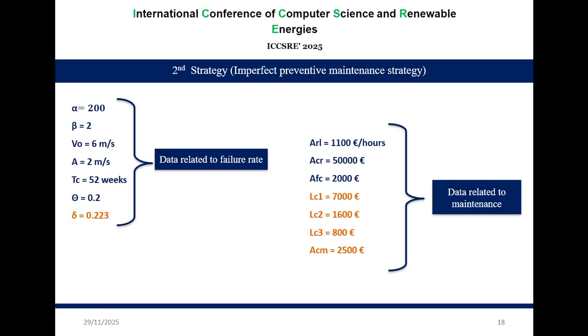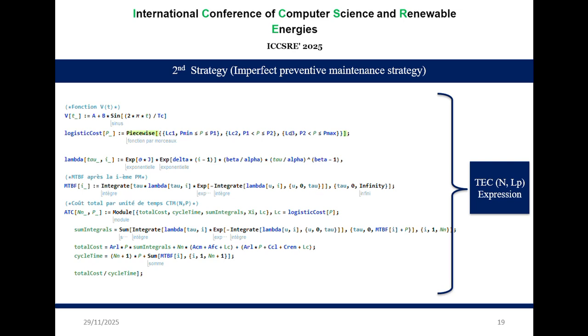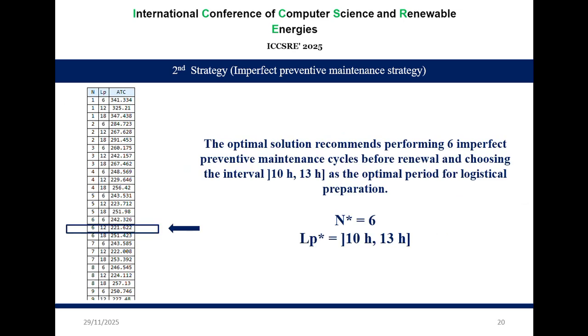So in the second strategy, we put also data related to failure rate and data related to maintenance, and then we put also the total expected cost expression, and we obtain that the optimal solution recommends performing 6 imperfect preventive maintenance cycles before a renewal and choosing the interval, which is 10 hours to 13 hours, as the optimal period for logistical preparation.